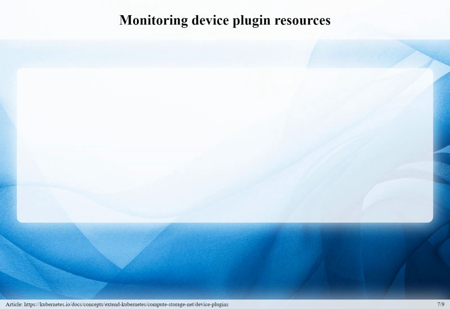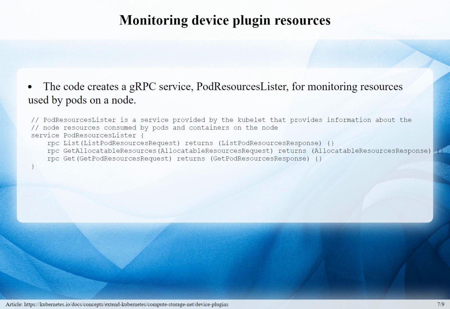Monitoring device plugin resources. The code defines a gRPC service called Pod Resources Lister, which provides information about the node resources consumed by pods and containers on the node. It includes methods to list pod resources, get allocatable resources, and get specific pod resources.